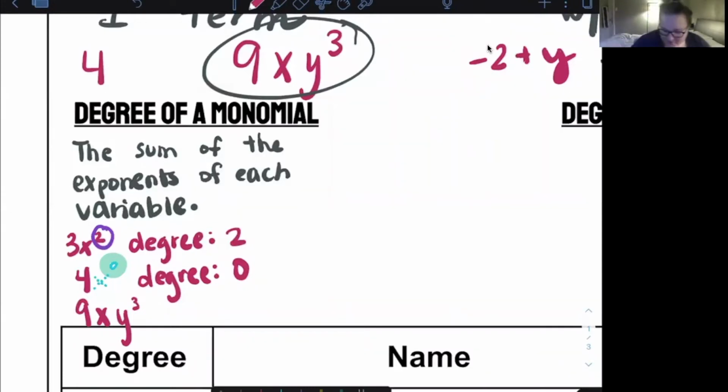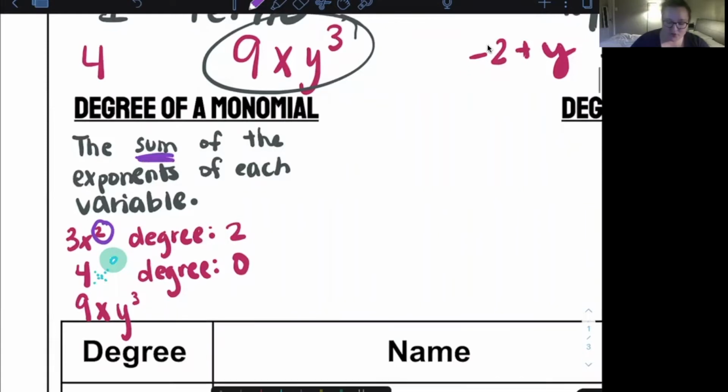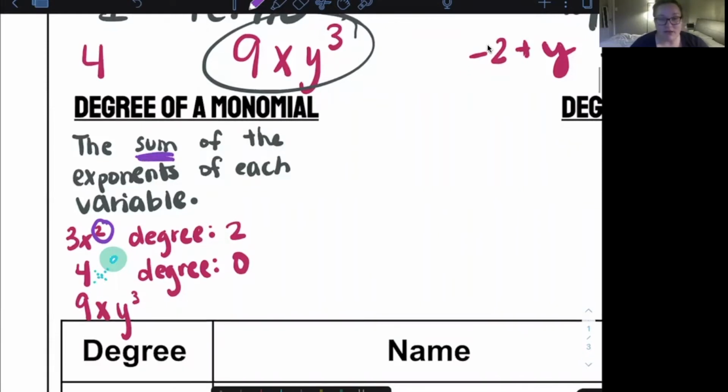So we're talking about 9xy to the 3rd. So remember that your degree is the sum of the exponents of each variable. So our variables are x and y cubed. Well, x technically has a 1 here and y to the 3rd. So my degree is 1 plus 3, or 4, because I have to add. I have to take the sum of the exponents of each variable.